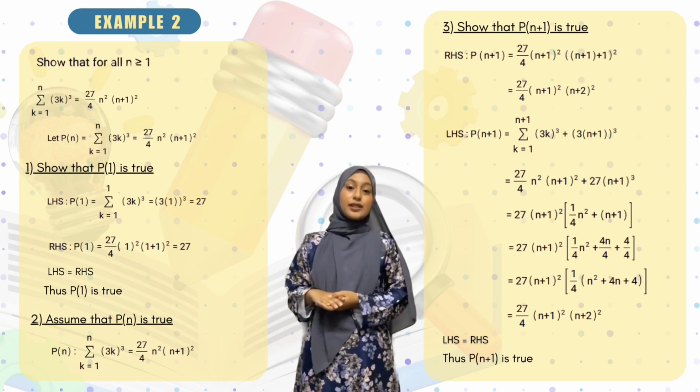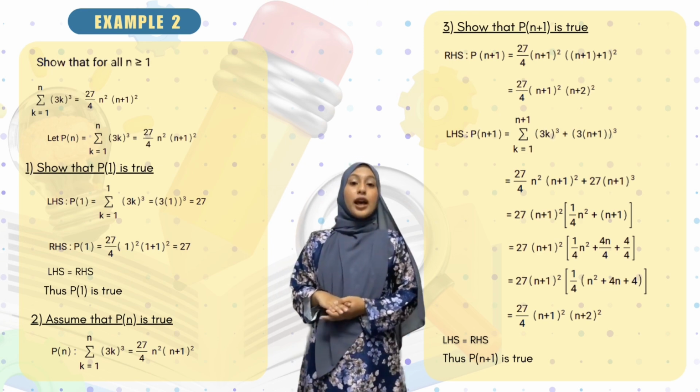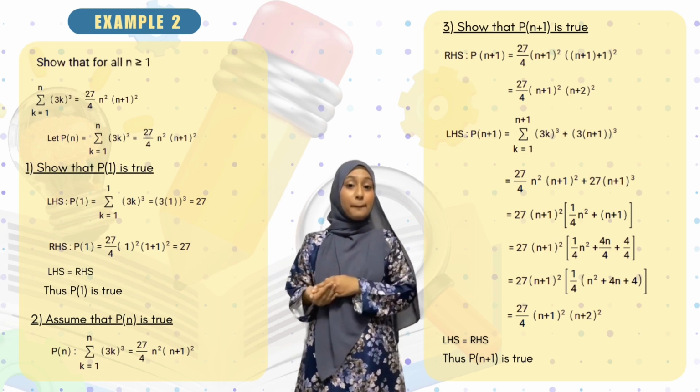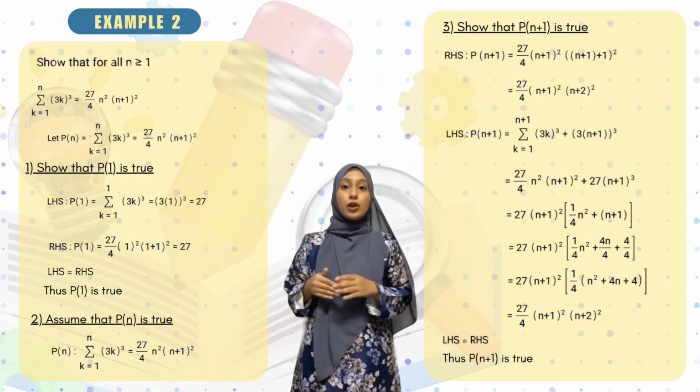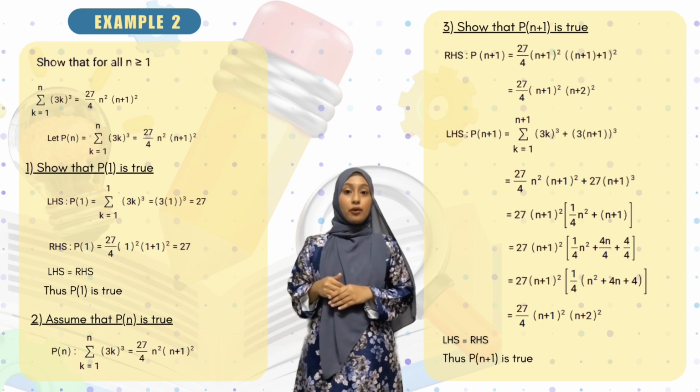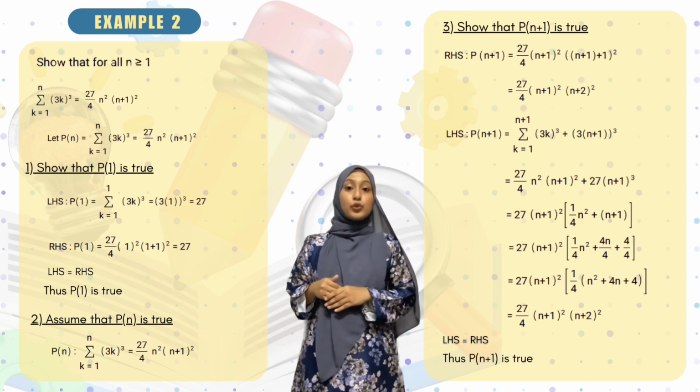For step 3, which is show that Pn plus 1 is true, I usually start by substituting n plus 1 into the right-hand side expression first. After I simplify it, I got 27 over 4 times n plus 1 to the power of 2 times n plus 2 to the power of 2.